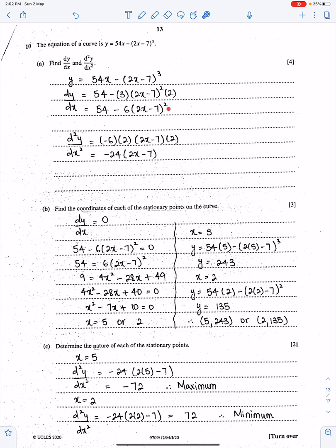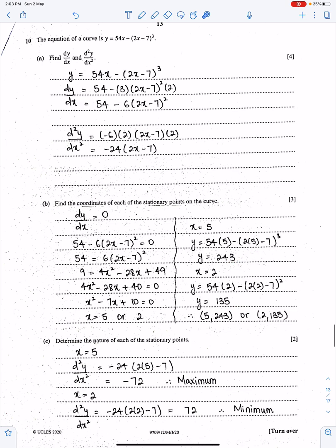When you further differentiate this, you will get the second derivative. Find the coordinates of the stationary point. For that, you need to equate the first derivative to 0. By equating dy upon dx to 0, we have x equals 2 and 5. By substituting these two values one by one into this equation, we have the values of y, 243 and 135.